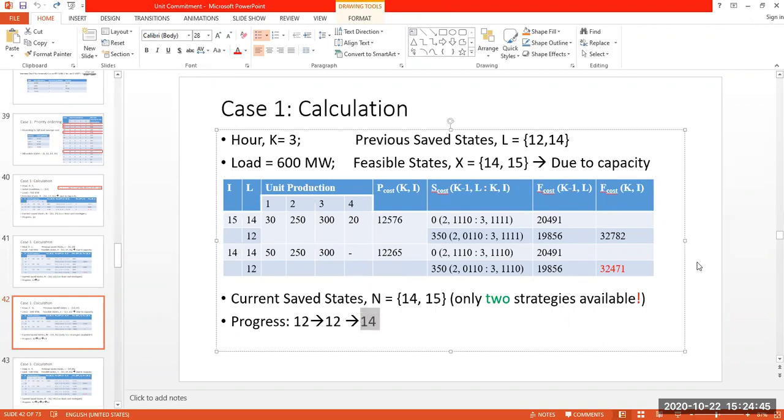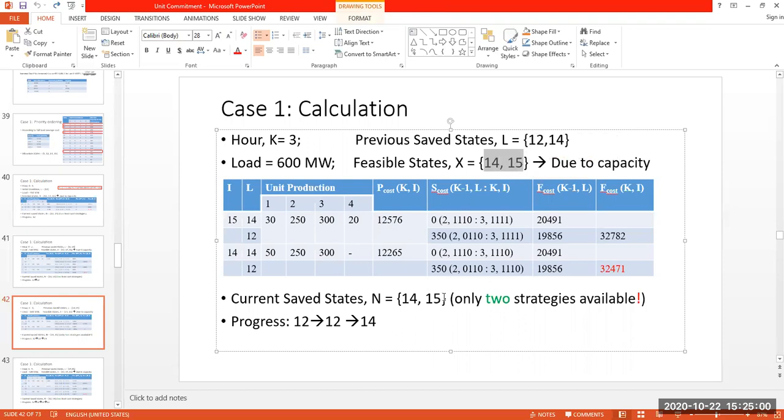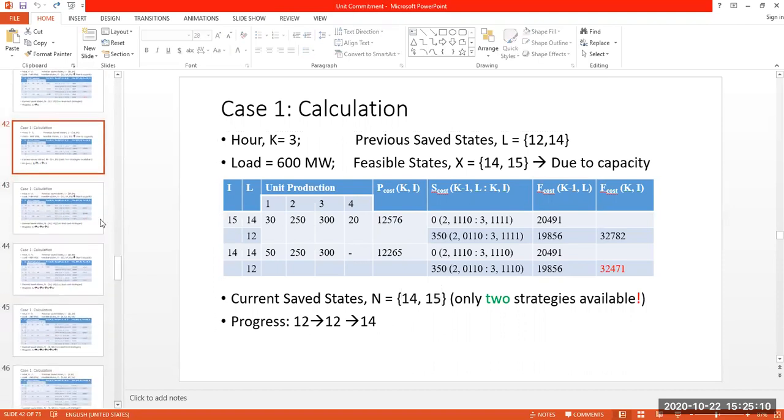So we are going to save 2 strategies, but actually we only have 2 strategies to save. So we simply choose 15 and 14 because these are the only 2 available states, and I'm going to save both of them. So for the next hour, this would be my L value. This N will be simply translated as L in the next hour.